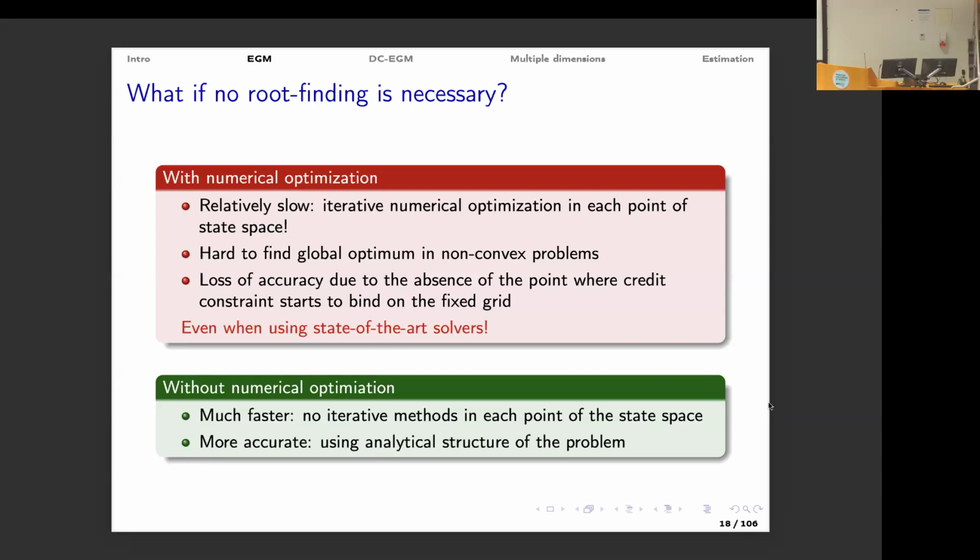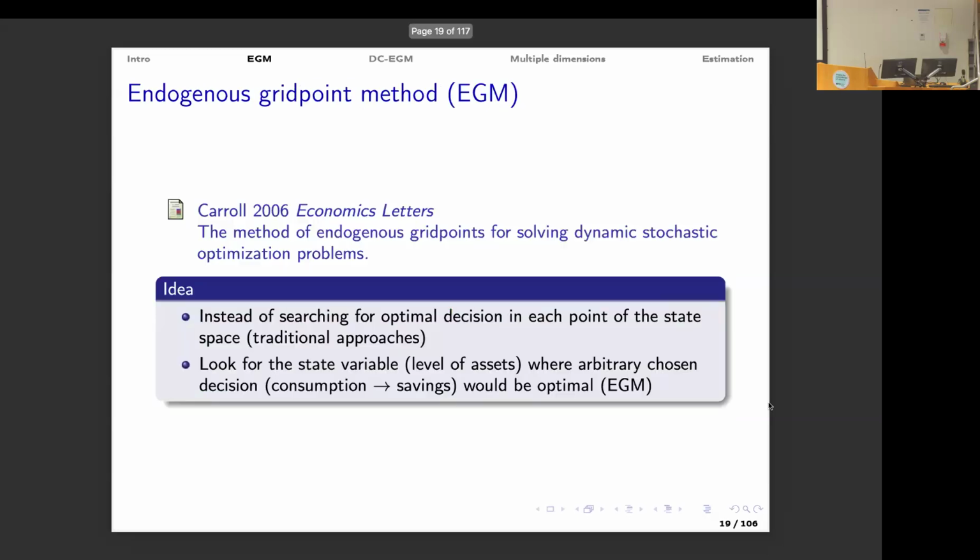Now, without numerical optimization, that would be much, much better, right? Much faster and potentially more accurate, as it turns out to be. So EGM, brought to economics by Chris Carroll in 2006. Very short and nice paper. I didn't see how many citations, but we must have a lot of citations at this point.